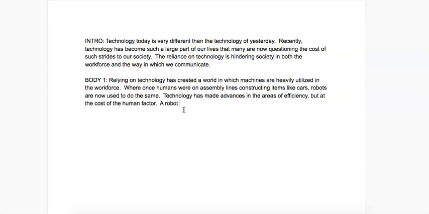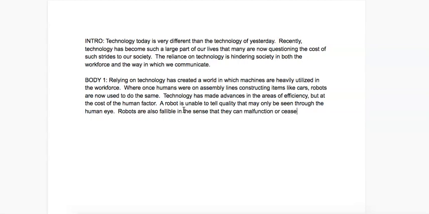A robot is unable to tell quality that may only be seen through the human eye. Robots are also fallible in the sense that they can malfunction or cease working. Whereas a human does not have a reset button or battery.